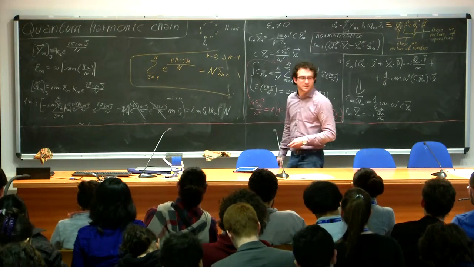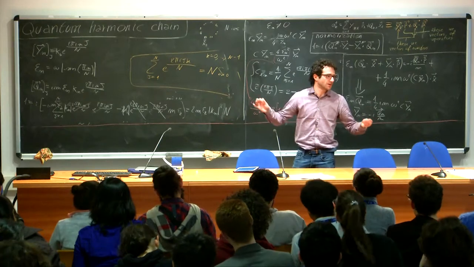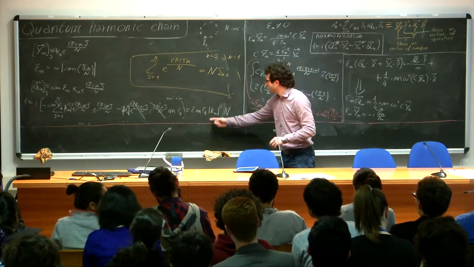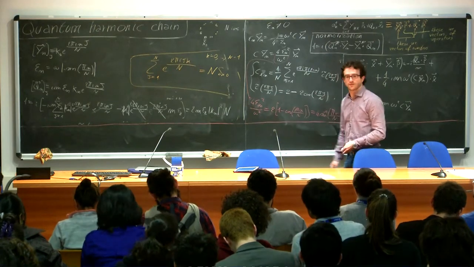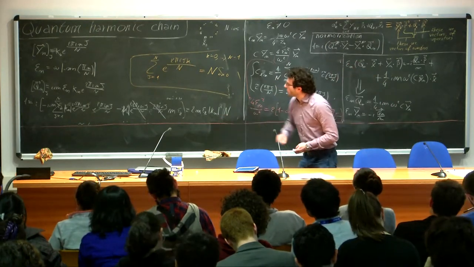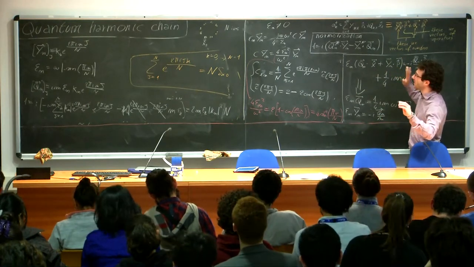So this is our normalization, and this fixes this km up to the phase, but the phase is completely irrelevant for this problem, okay? So we can choose this km real, no problem. So we have everything. I guess now we have really everything.